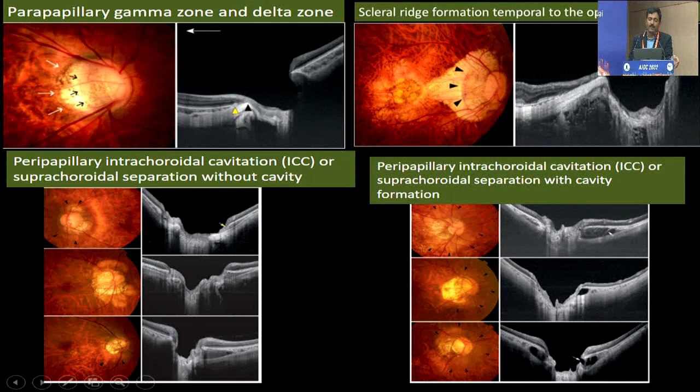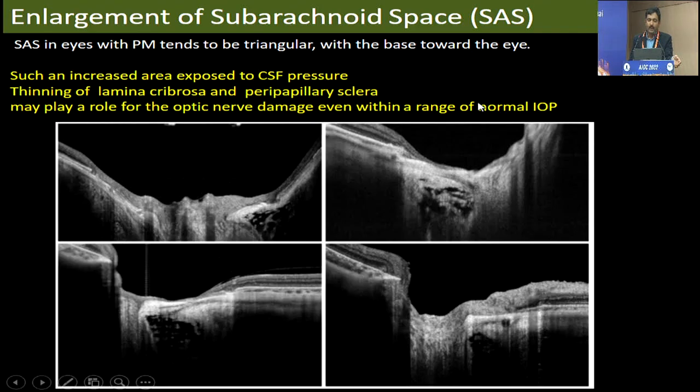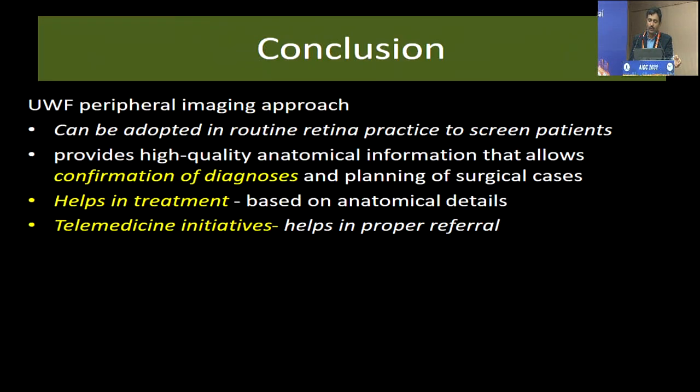A lot of optic disc changes also can be seen in myopia, which tend to mimic and cause visual field defects and can cause confusion with glaucoma, especially intrachoroidal cavitations, with or without cavities. There is a presence of a scleral ridge. These are some of the disc and peripapillary changes that can be seen: multiple disc pits, the conus, and pits in pathological myopia. And then there is an enlargement of the subarachnoid space in myopes. The relevance of this is that sometimes the CSF pressure itself can bring about the optic nerve changes. So they tend to have optic nerve progression in myopia in spite of a normal IOP.